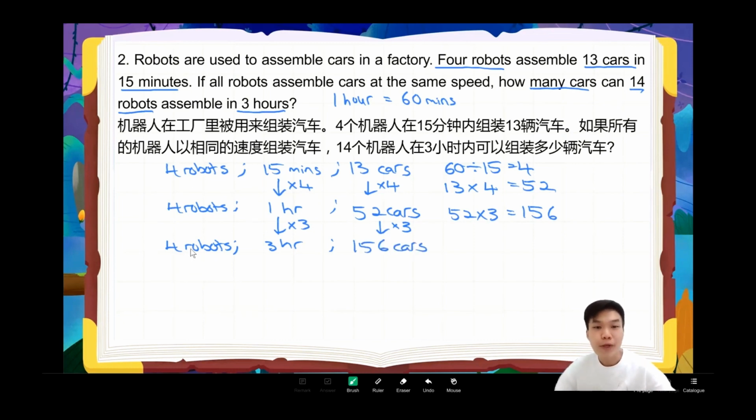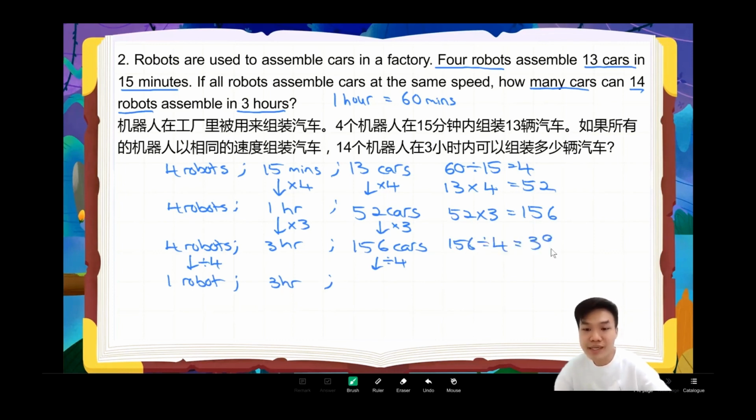And then we need to calculate one robot in 3 hours can assemble how many cars? From 4 to 1 robot in 3 hours' time, we need to divide by 4. Same goes to the number of cars, divided by 4. 156 divided by 4 equals 39. 39 cars. And the question asks, how many cars can 14 robots assemble in 3 hours?